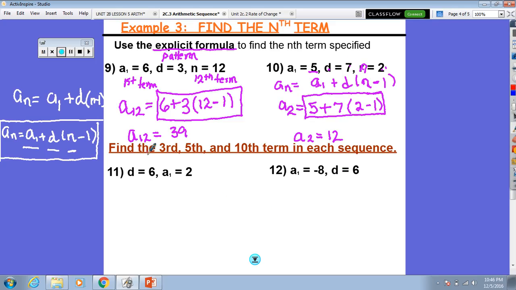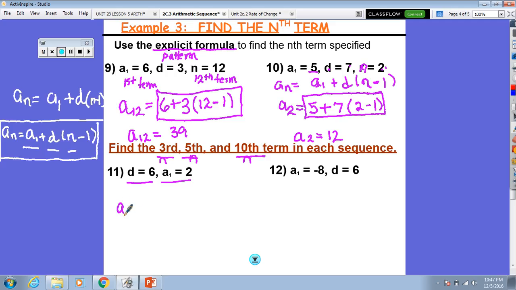Alright, now down here, look, they told us to find the third, the fifth, and the 10th number in the sequence. So we're going to have to write our explicit formula 3 times. And the only thing that's going to change is the n. This is the n, this is the n, and this is the n. Notice that the d and the a1 stay the same. The only thing that's changing is the number of the term they're asking us to find.